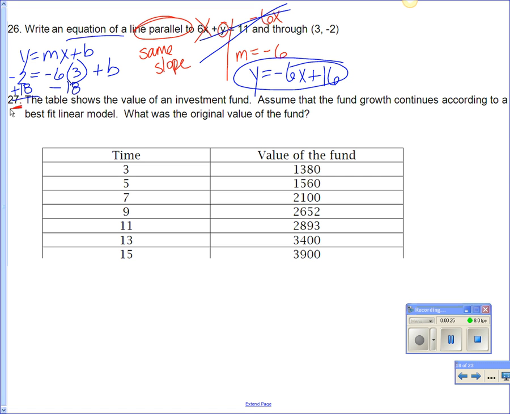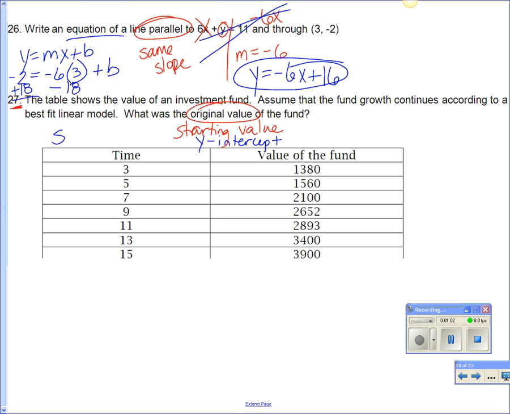So 27 says, the table shows the value of an investment fund. Assume that the fund growth continues according to a best fit linear model. What was the original value of the fund? So it's asking for the original value. What is another way to think about the original value? Well, starting value is the same thing as original value. What is the other word for starting value? That is the y-intercept. So how can I get the y-intercept from this table?